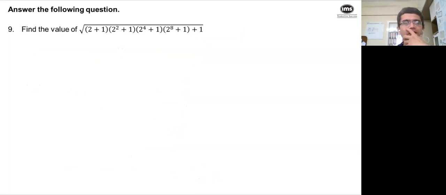Right. Find the value of 2 plus 1, this is question number 7. 2 plus 1 into 2 square plus 1 into 2 raised to 4 plus 1 into 2 raised to 8 plus 1. Now, are we supposed to remember all the powers of 2 and then add and do all this multiplication and then addition? No, I'm sure things can be easier than that.